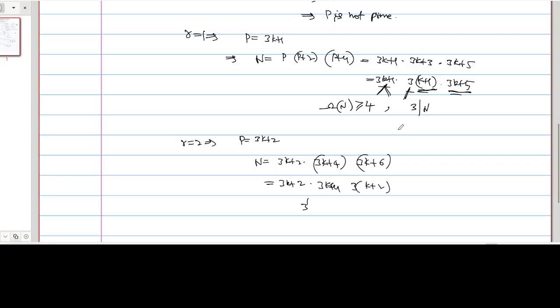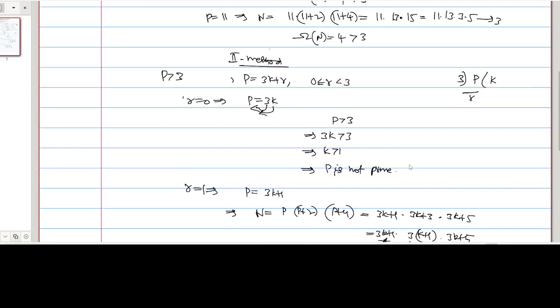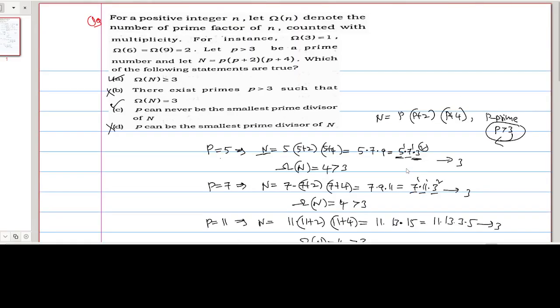Right? Again here 3 is a factor of n. Of course, either each is prime or not prime. 3 is a prime. This is prime or not prime. This is prime or not prime. So therefore omega of n is always bigger than or equal to 4. So what you observe in all cases, 3 is a prime factor of n, which is of course the smallest, because as you know p is bigger than 3, and in all cases omega of n is bigger than or equal to 4.